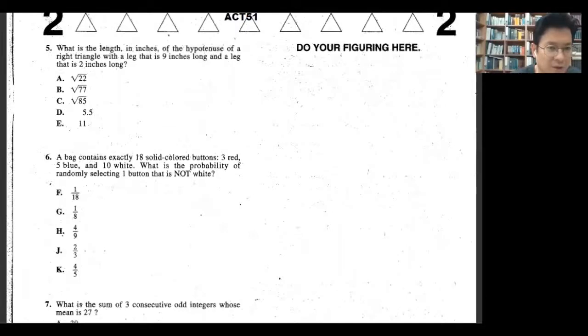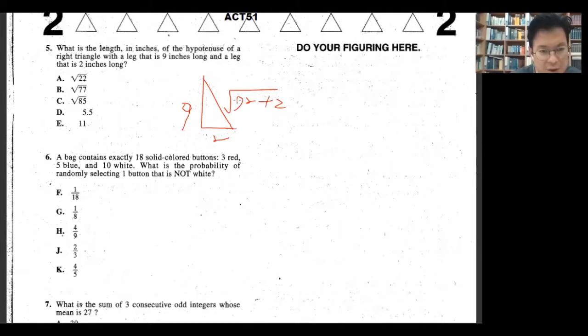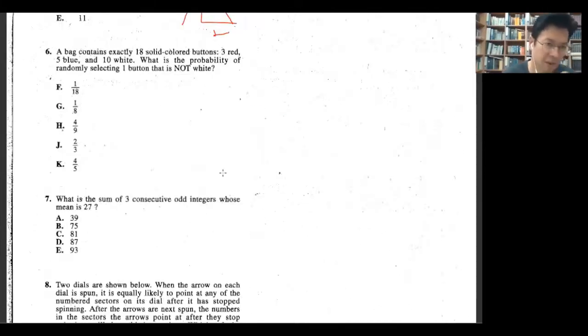What is the length in inches of the hypotenuse of a right triangle with legs 9 and 2? So this one is 9 squared plus 2 squared, so 85. C.